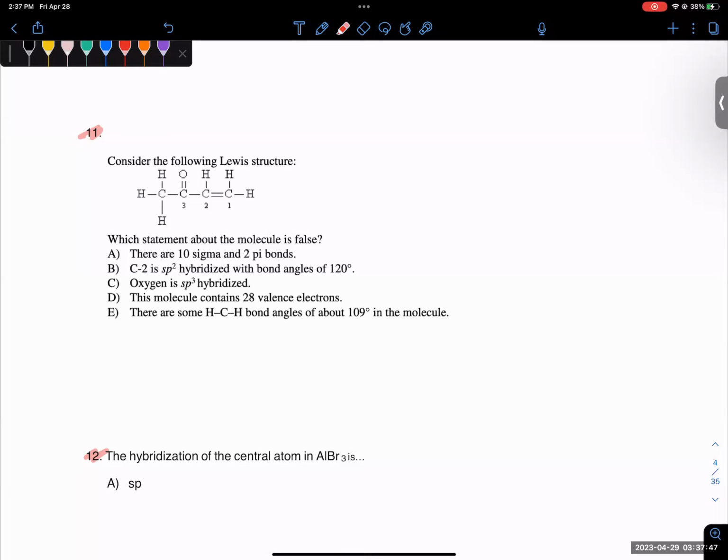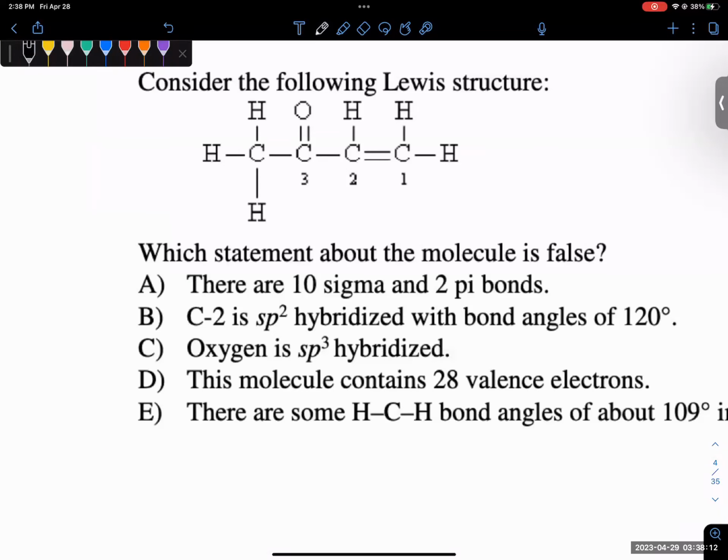Okay. Question 11. Consider the following Lewis structure, and it's asking which of the statements below about the molecule is false. So let's look at A. There are 10 sigma bonds and 2 pi bonds. So how do we verify whether that's true or false?